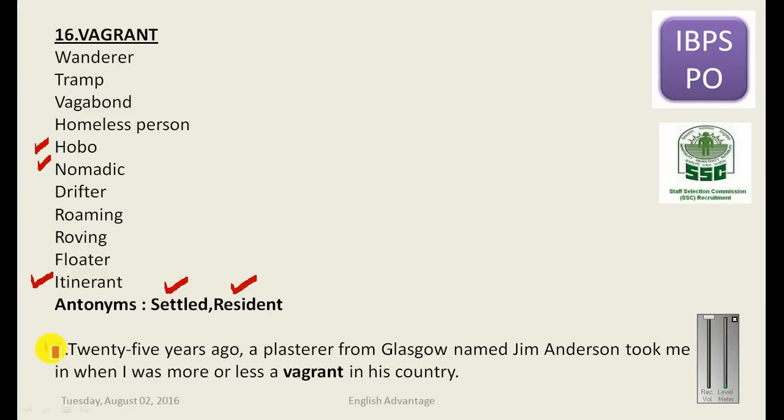Now let us look at the sentence. 25 years ago, a plasterer from Glasgow named Jim Anderson took me in when I was more or less a vagrant in his country. Very important sentence, very meaningful sentence.